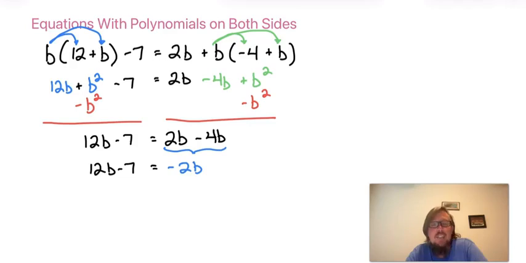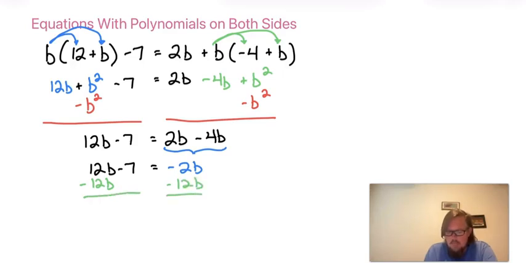And so now our goal is to get the b isolated on one side of the variable. We could add 2b on both sides, but since the left side has a b and a 7, I'm going to go ahead and subtract 12b on both sides, like so. So on the left side, 12b minus 12b is 0. That leaves me with -7. And then -2b minus 12b is -14b.